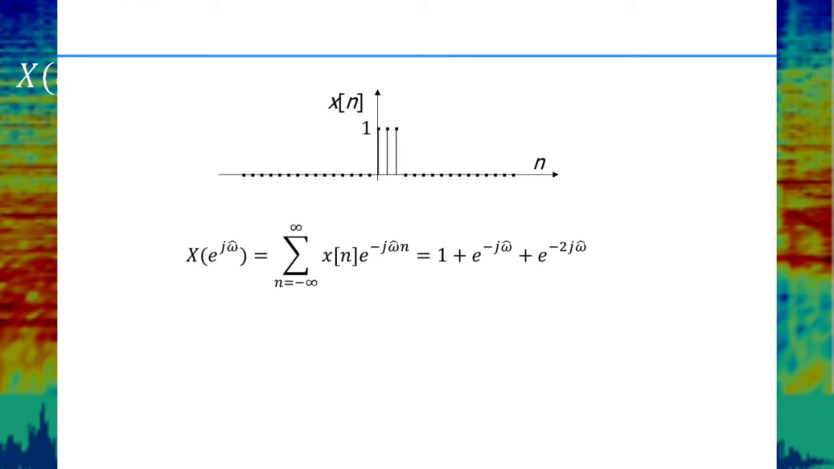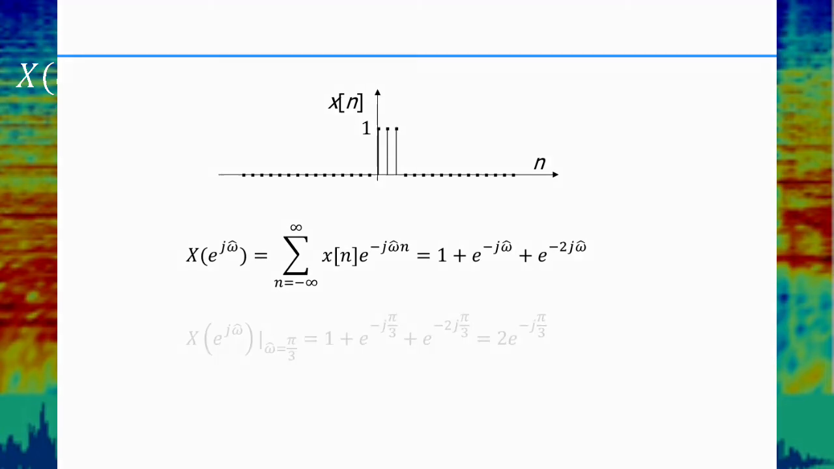Here's an example of the DTFT of a simple signal. I remind you that this expression tells you that in the given discrete time signal, there exists a complex discrete time exponential e to the power j omega n with an amplitude and a phase given by the associated DTFT coefficient.